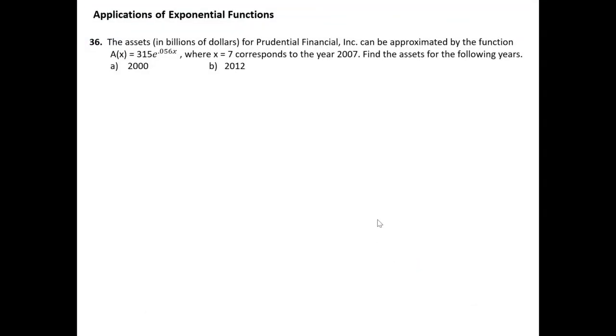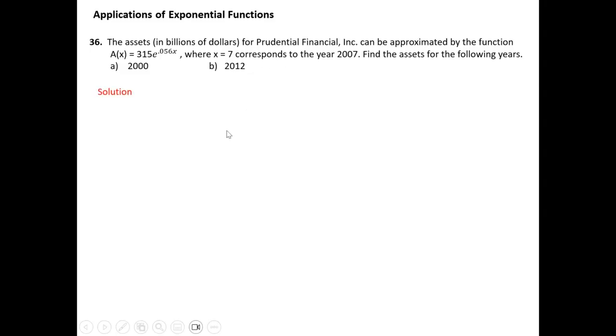Now, here's how you apply them in real life. First, this is an exponential function, right? Because you have a to the x, and the exponent is a variable. That's why it's an exponential function. It says the assets in billions of dollars for Prudential Financial Incorporated can be approximated by the function A of x equals 315 e to the 0.056x, where x equals 7 corresponds to the year 2007. Find the assets for the year 2000 and for the year 2012.